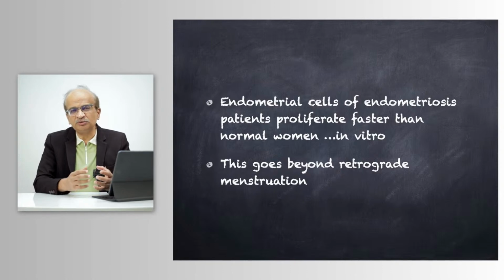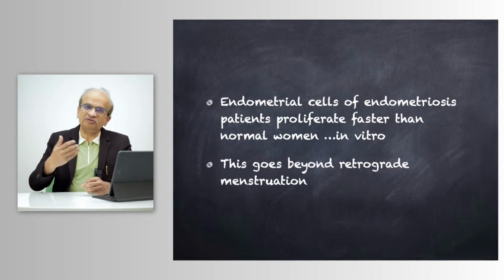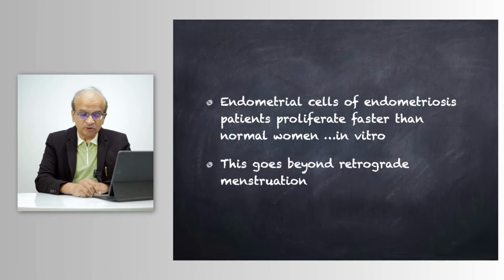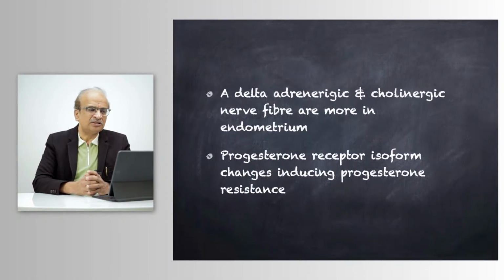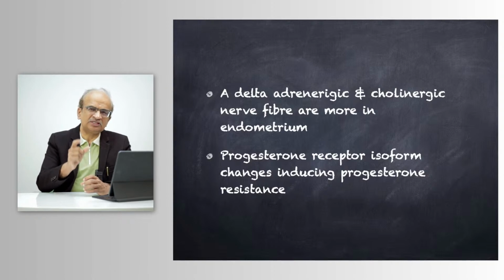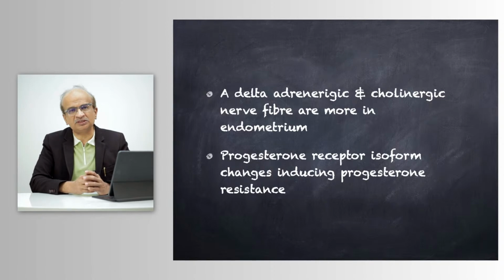So this really goes beyond retrograde menstruation, where not only do the endometrial cells come there after retrograde menstruation, they also proliferate faster just because there's endometriosis, and that could be leading to the endometriotic deposits as such. Also, adrenergic and cholinergic nerve fibers are more in the endometrium, and they could be contributing to dysmenorrhea. And there's a difference in the progesterone receptor isoform, and that induces a progesterone resistance.